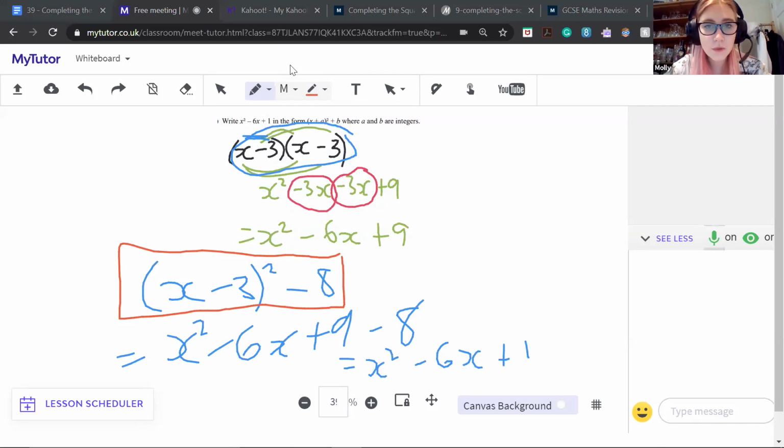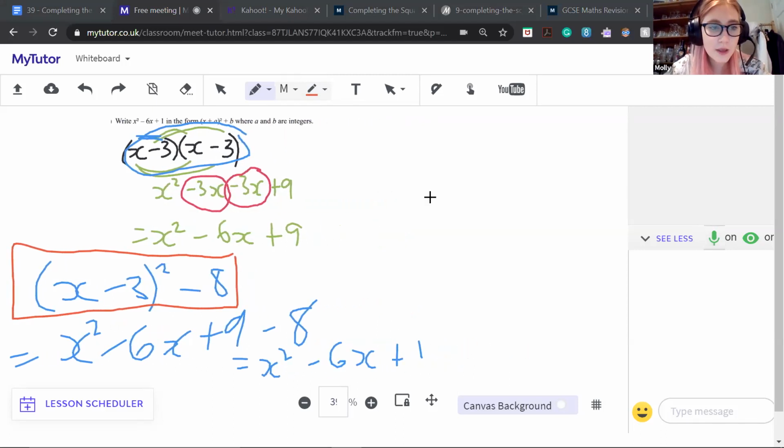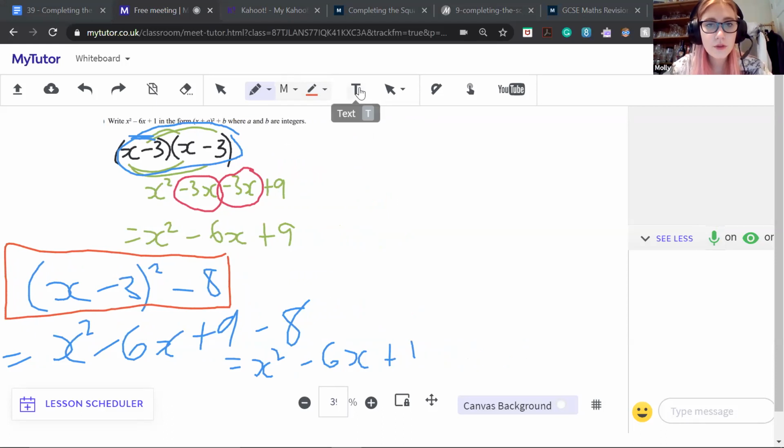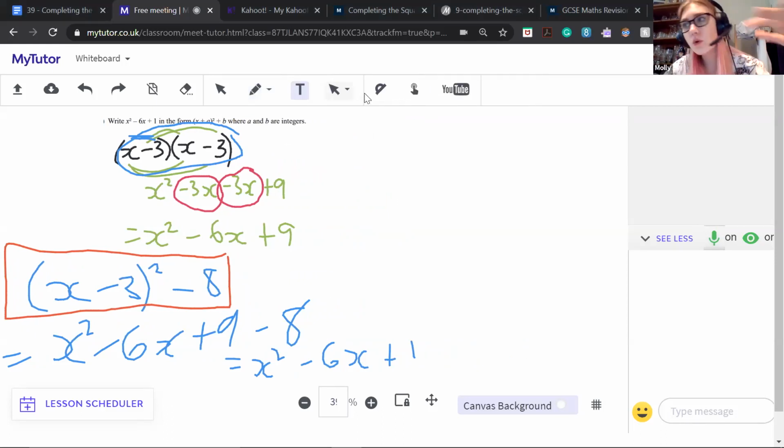Just let me know in the chat. And whilst you're doing that, I'll set this up to solve it. So the question could then be "hence or otherwise." They always say "or otherwise" because you can use different methods. They don't want to restrict you.